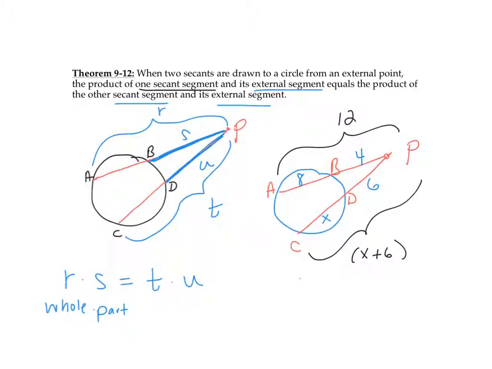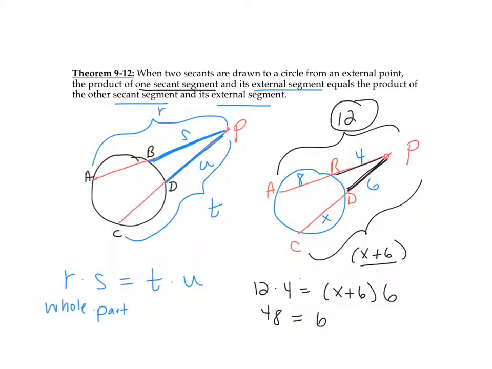Okay, so in applying the theorem, we're going to take the whole secant length, 12, times the external segment, 4. You're going to set it equal to this whole secant, x plus 6, times the external piece, which is 6. Okay, so we're going to have 12 times 4, which is 48, equal to 6x plus 36 when you distribute.